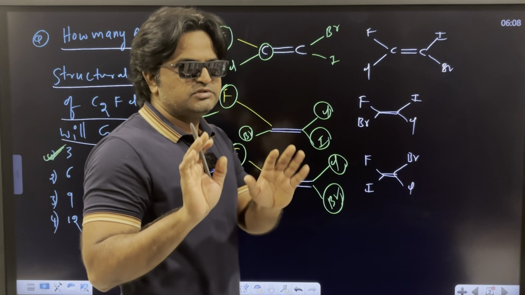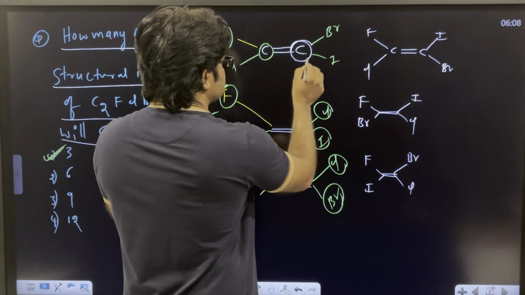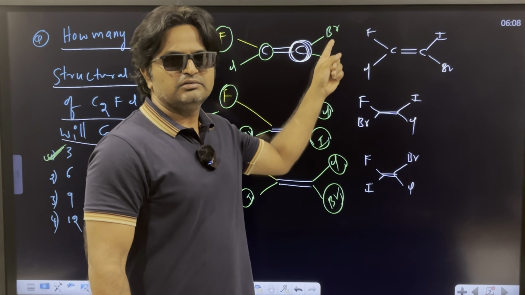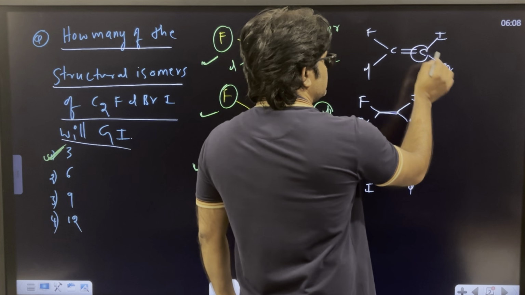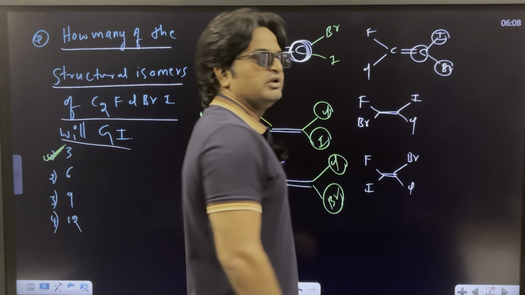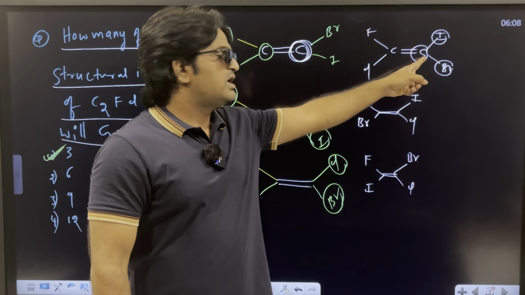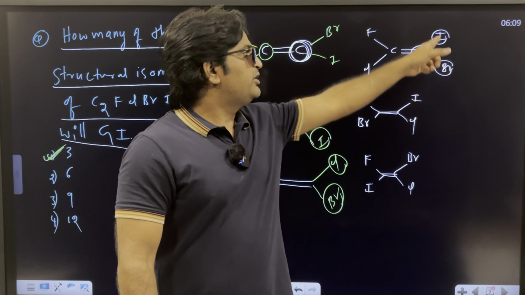For some time, forget about spatial arrangement. Now come to this carbon atom. Here, who is connected to this carbon atom? Bromine and iodine. Here also the same thing, on this carbon atom, bromine and iodine. Don't think about the spatial arrangement. Just on this carbon atom, is the connectivity same or different? Bromine and iodine, bromine and iodine.